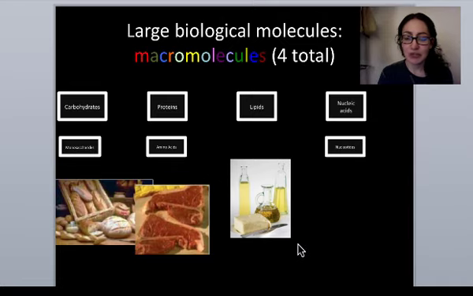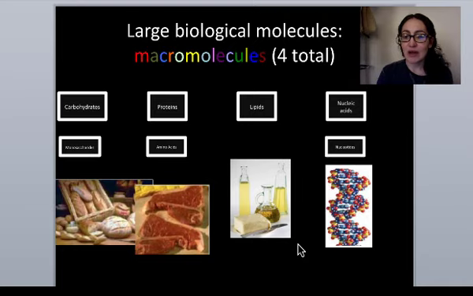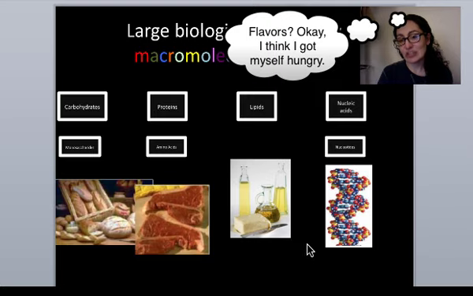Making that ice cream cone that you love, right? Anything that's like chocolate or something that's really fatty would fall into the lipids. And nucleic acids run in 2 different flavors. We have DNA and RNA. And here is showing the DNA because it's a double helix.